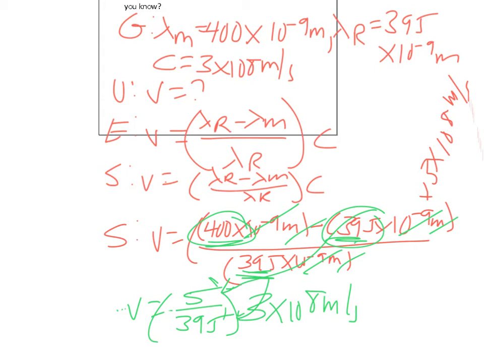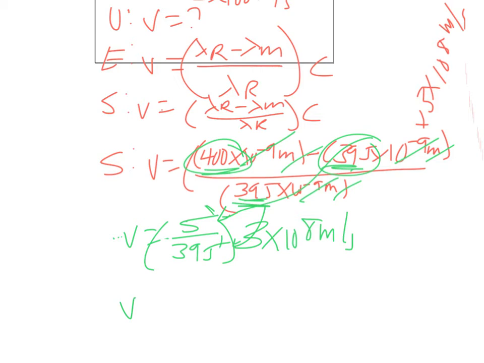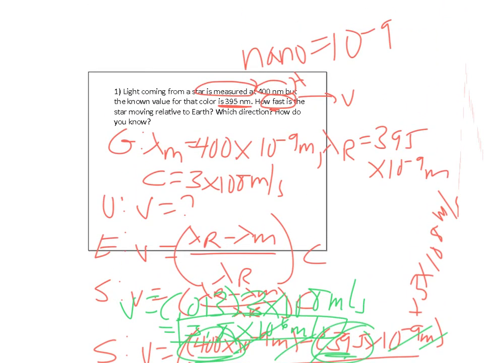So if I do the calculation, I end up with V is equal to about 0.013, the speed of light. 3 times 10 to the 8th. And I'm rounding, right? And that comes out to be about 3.8 times 10 to the 6 meters per second. Now, the second part of this question, I know it makes it kind of funny, says, in which direction is it moving and how do you know?